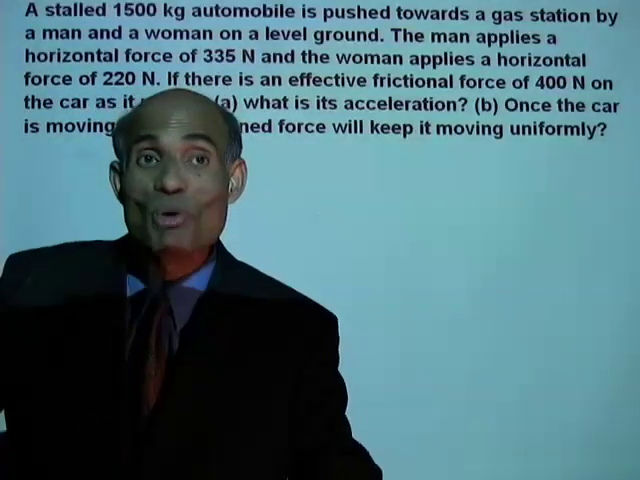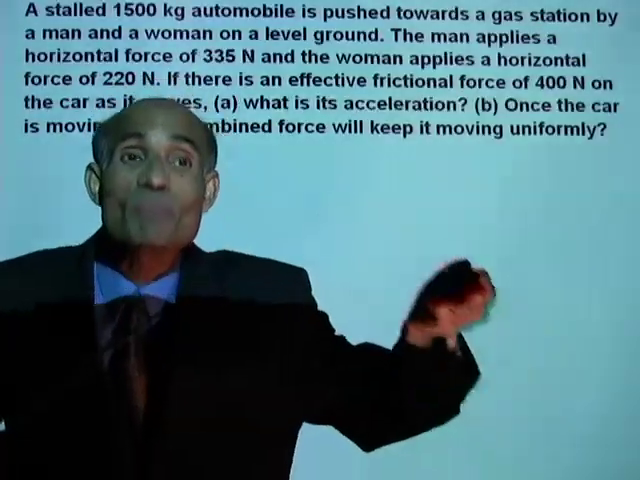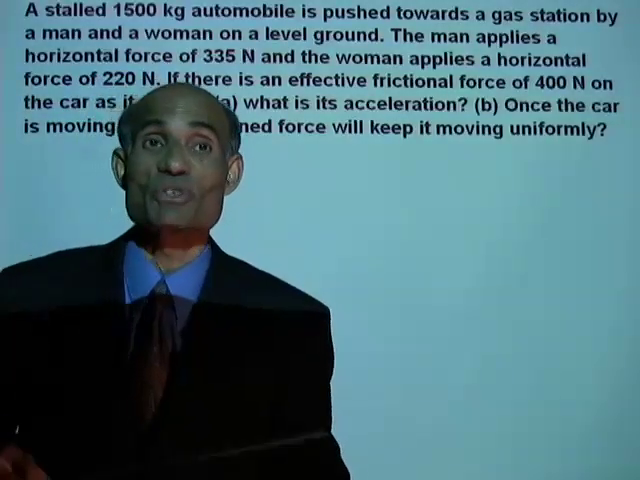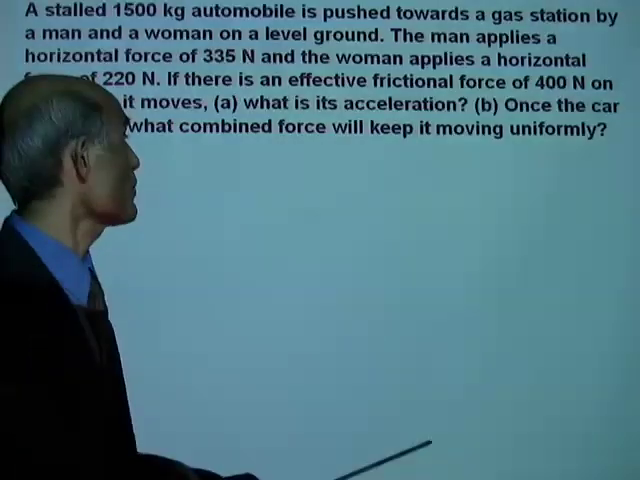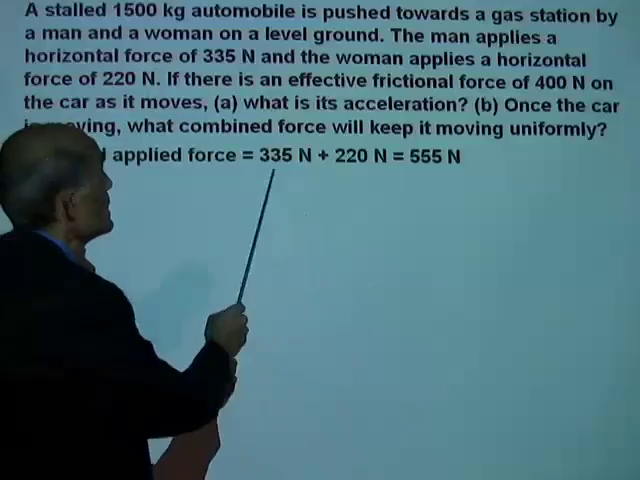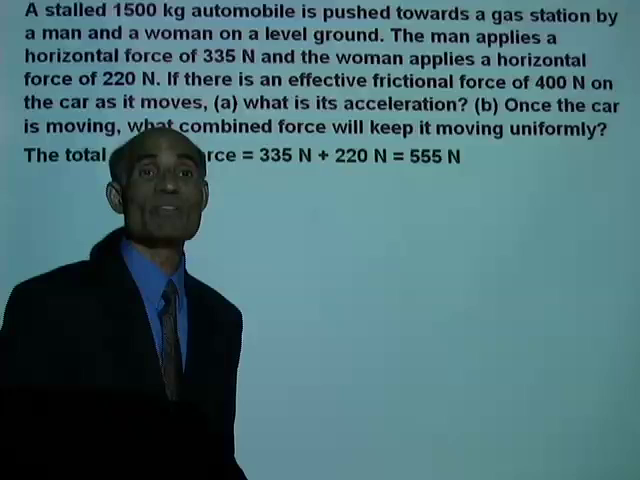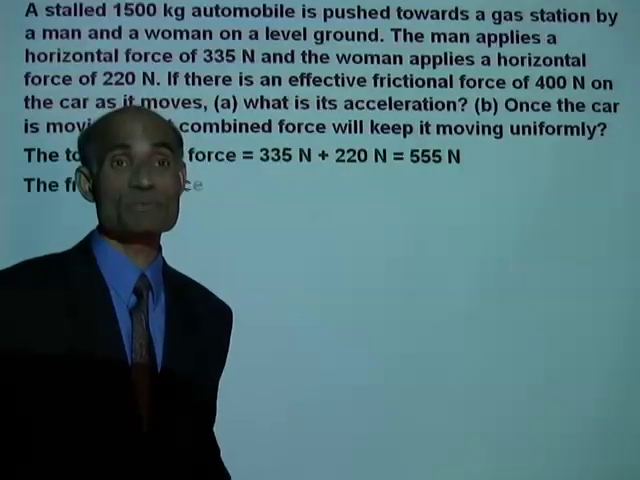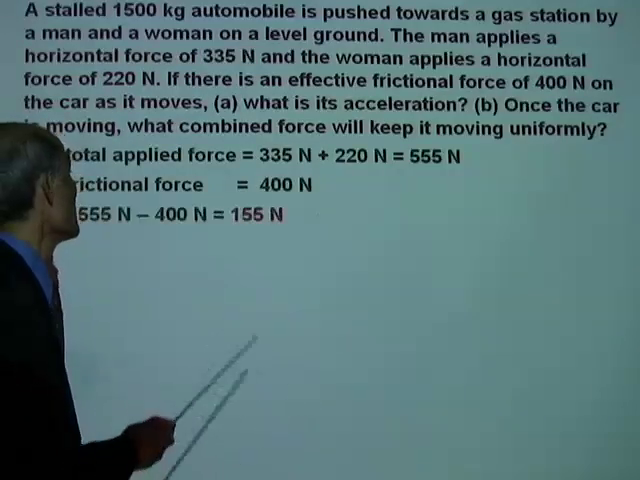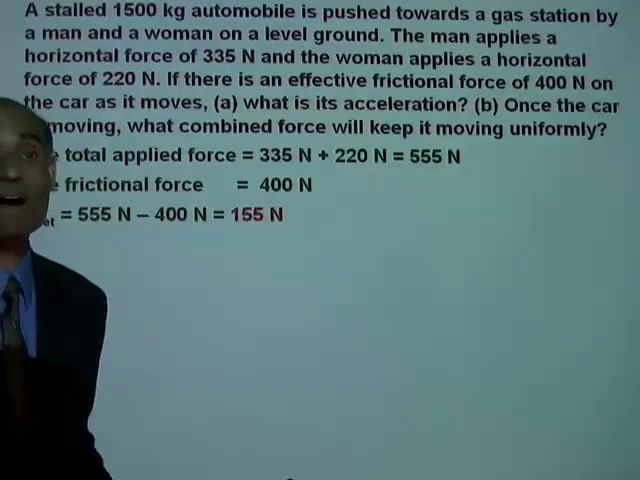Now, once the car is moving, to keep it moving uniformly, you need only overcome the friction. That means there is no need for an excess force. There will be no net force on the car. Alright, let's set it up. The total applied force is 335 Newton plus 220 Newton, that is 555 Newton. And the frictional force is 400 Newton. Therefore, the net force on the car now is 155 Newton.